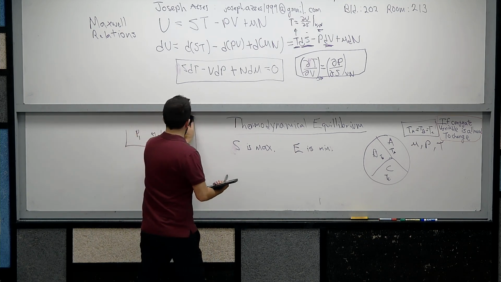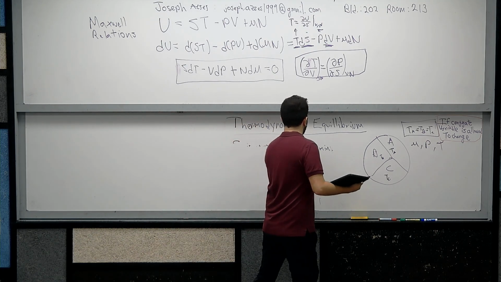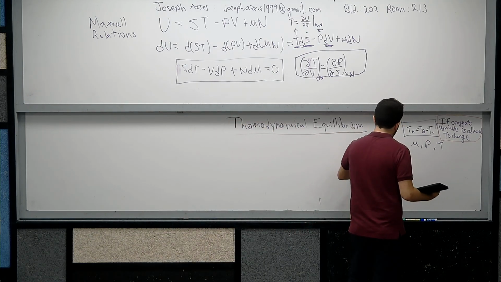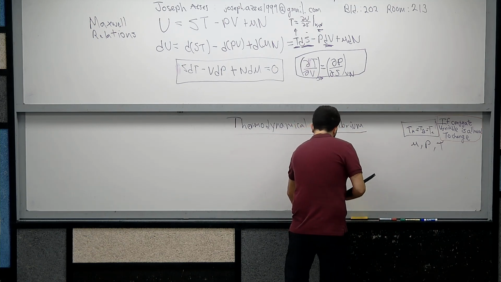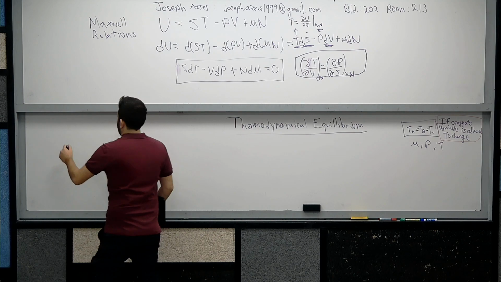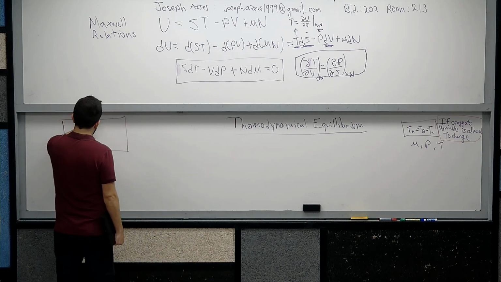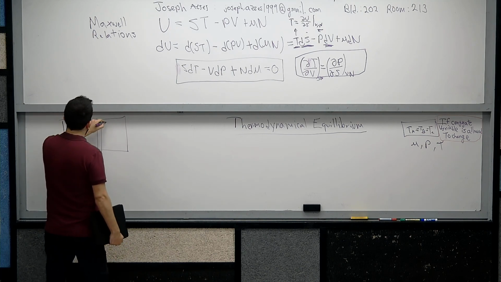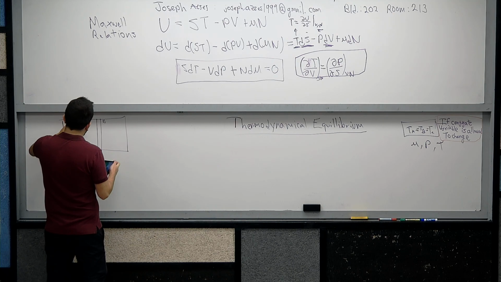Okay, so let's illustrate this with an example. Suppose we have a system, just the same as I drew before, A and B, that have a free energy.